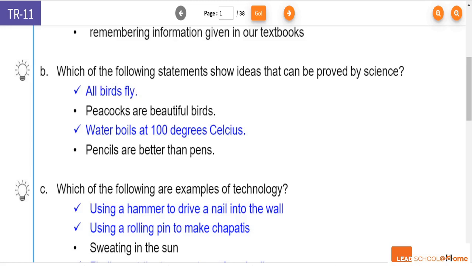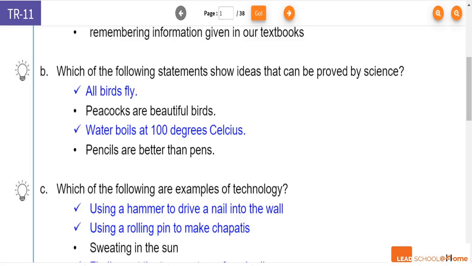Okay, let's look at question number C. Which of the following are examples of technology? Using a hammer to drive a nail into the wall. Look at that. Because of the way its head is, the hammer can help in driving a nail into the wall.